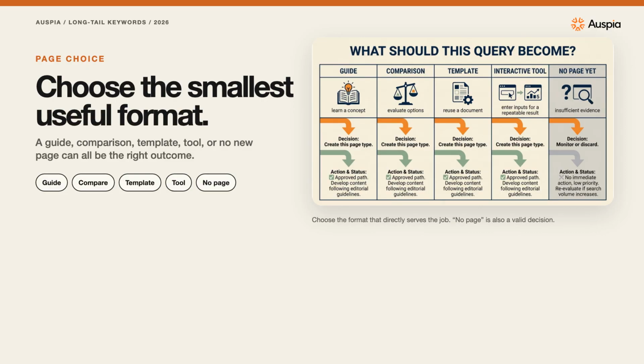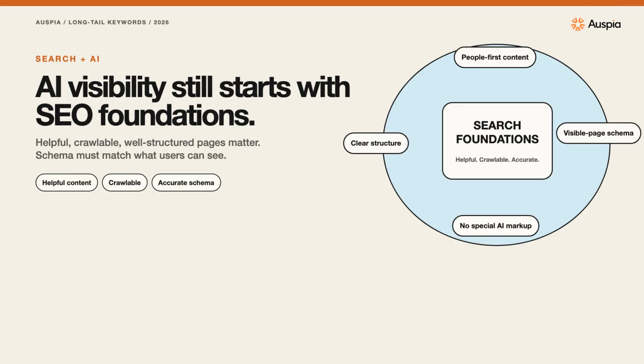Now choose the smallest useful page type for the reader's job. Use a guide or troubleshooting article for a concept or a one-time problem. Use a comparison page when the reader is evaluating meaningful options. Use a template when the reader needs a document or a process they can reuse. Use an interactive tool when defined inputs can produce a repeatable and explainable result.